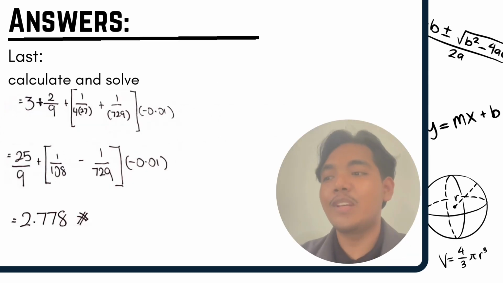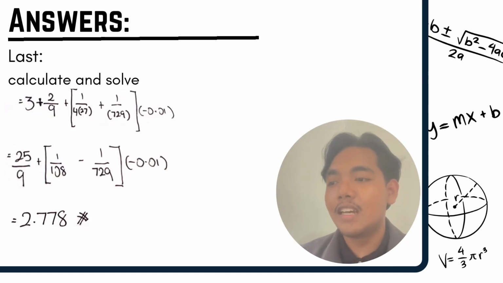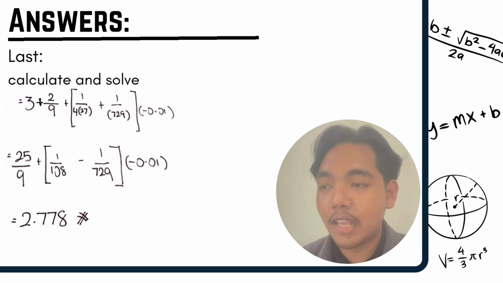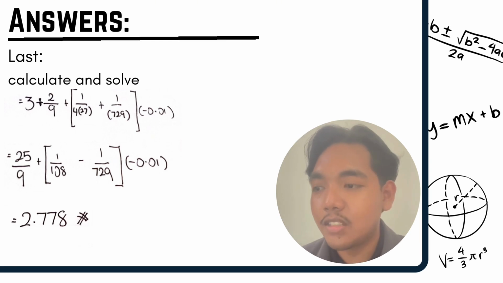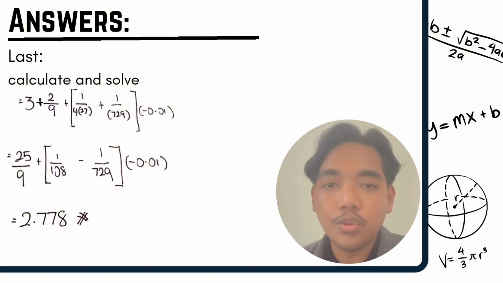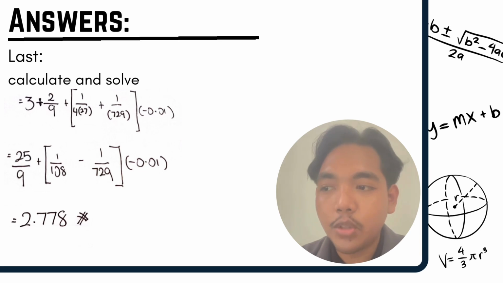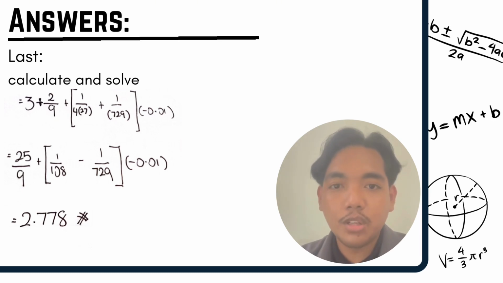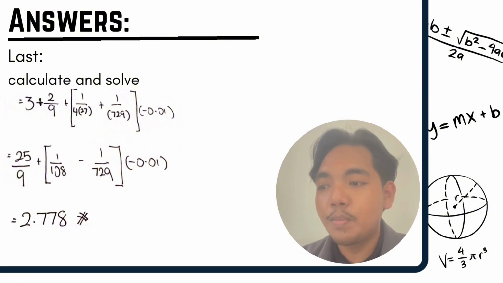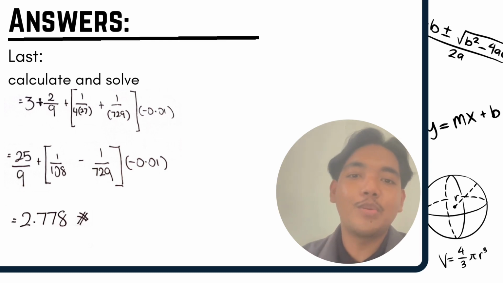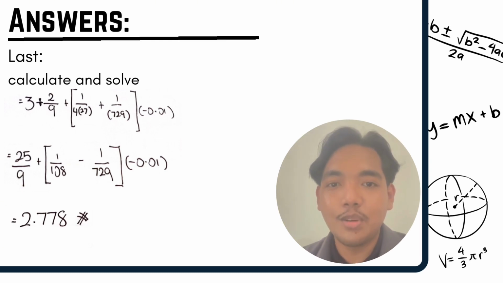The final step, we can calculate and solve the problem. As you can see here, after we enter the values, we can solve it, and we can see 3 minus 2 over 9. It's not plus, it's minus. And plus 1 over 4 in the bracket 27 plus 1 over 729, and in the bracket is negative 0.01. And after that we solve and we get the answer 2.778, and we just put it there because we want 3 decimal places and not more.